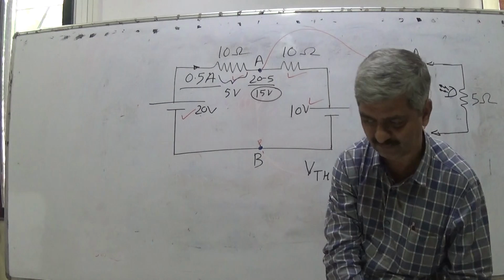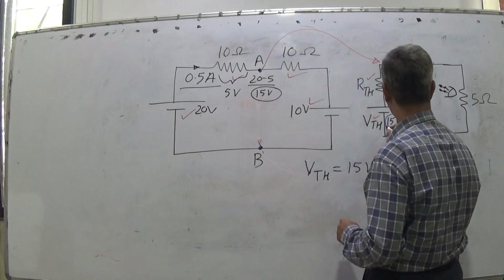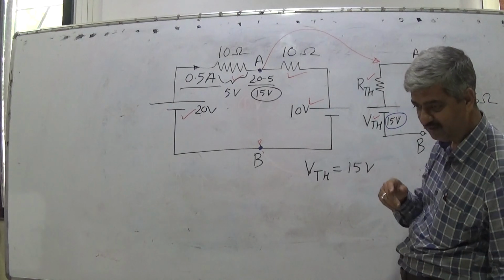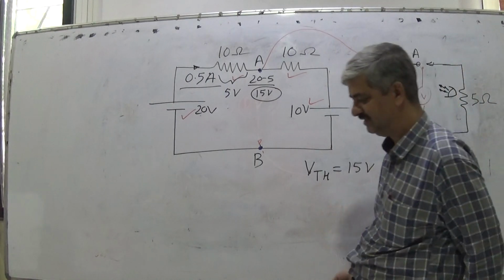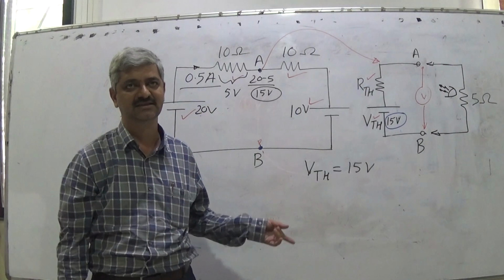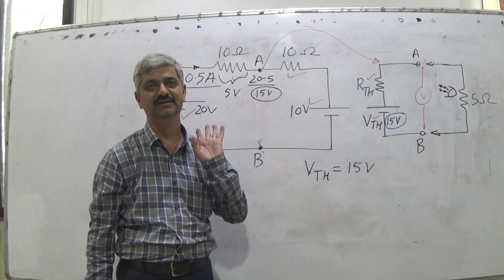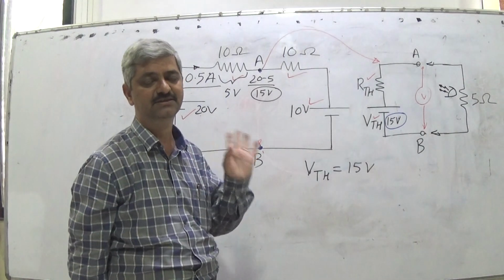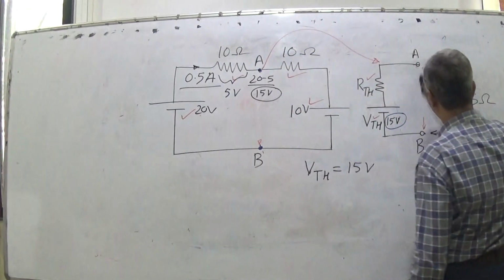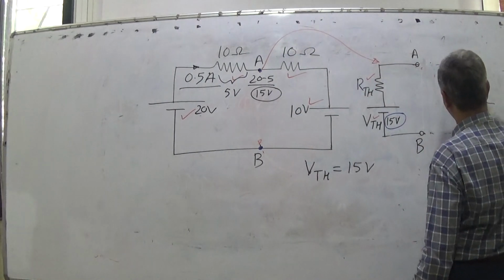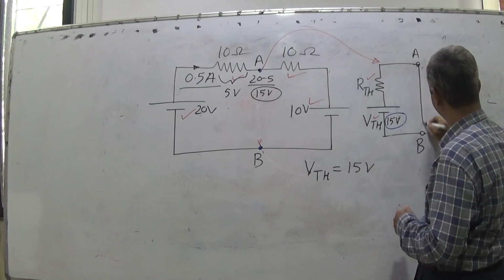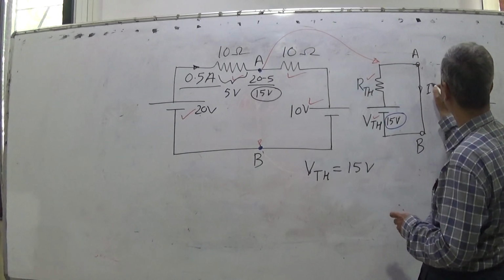Now the question remains, how to find this RTH? I told you, think of extremities. Open circuit is one extremity, then the other extremity is short circuit. So short circuit means directly short, and what would be I?